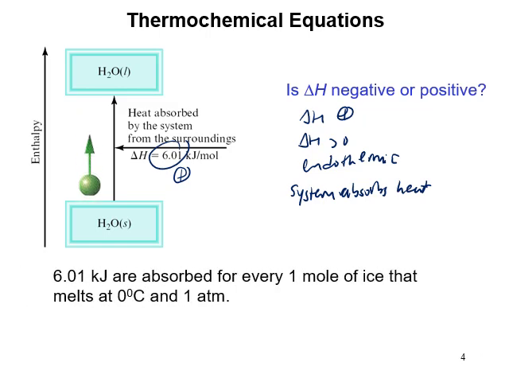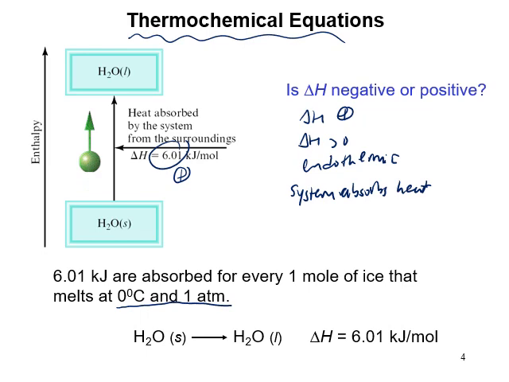6.01 kilojoules are absorbed for every 1 mole of ice that melts at 0 degrees Celsius and 1 atm. You will see this 0 degrees Celsius and 1 atm always, because this is referring to the standard conditions. To translate into a thermochemical equation, it goes something like this: H2O solid converts into H2O liquid, and delta H is plus 6.01 kilojoule per mole. Take note that the per mole refers to the H2O solid.